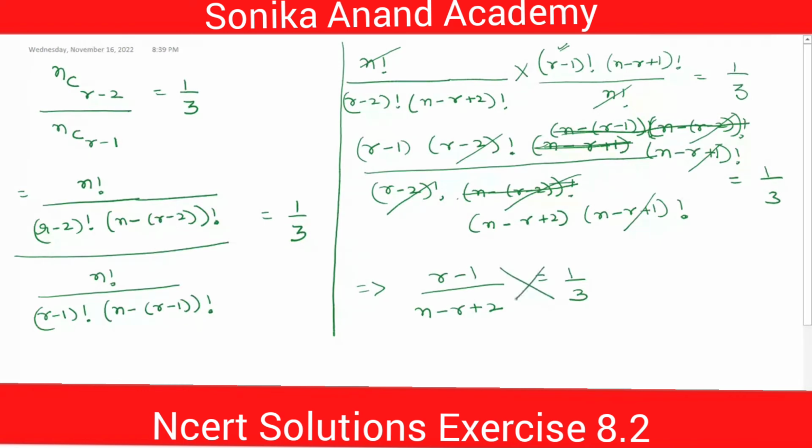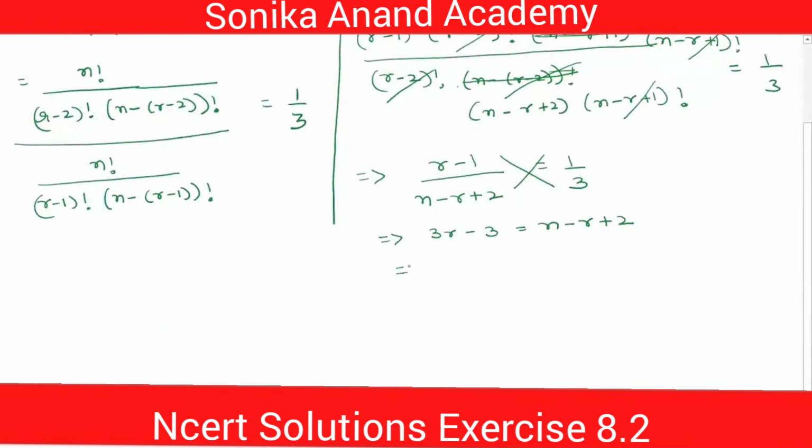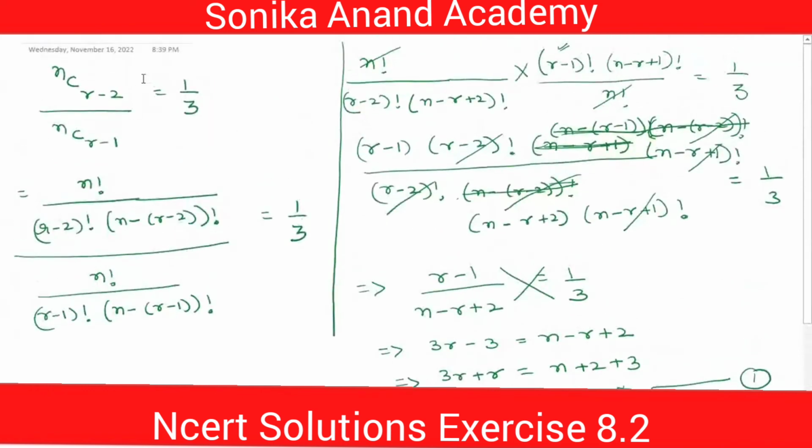Now cross multiplying, what we get: 3r minus 3 equals n minus r plus 2. 3r plus r equals n plus 2 plus 3. 4r is equal to n plus 5. This is a relation we get from this equation. Now in the same way I will solve for the second equation. Have you noted every step or not? Ma'am, I'm in the second step. Just note it down, then I will proceed.